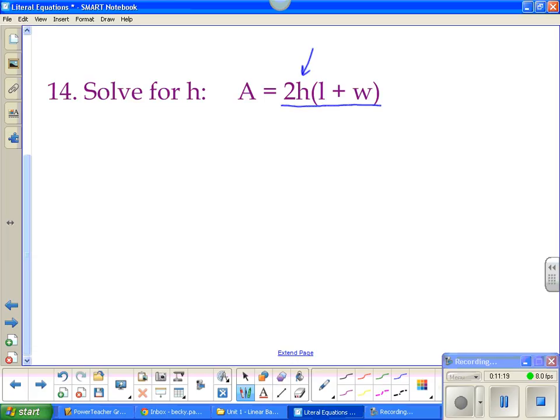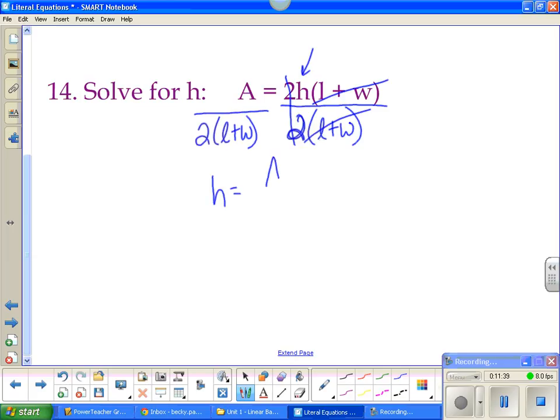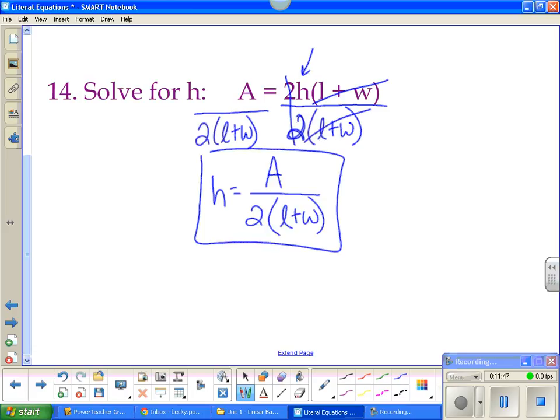So I'm going to divide by 2. And I have to keep my L plus W in parentheses because I also have this 2 down here. So I'm going to divide by 2 times L plus W. That causes the 2's to cancel and the L plus W to cancel. So h equals A over 2 parentheses L plus W. Got h by itself.